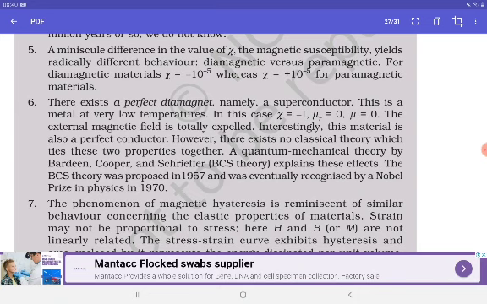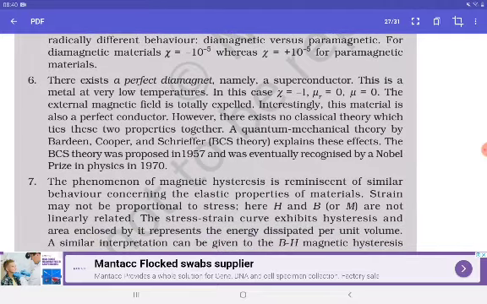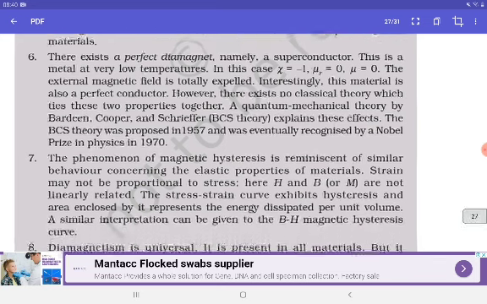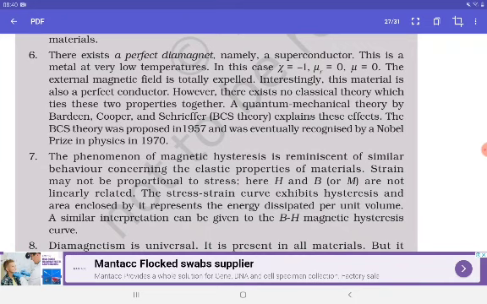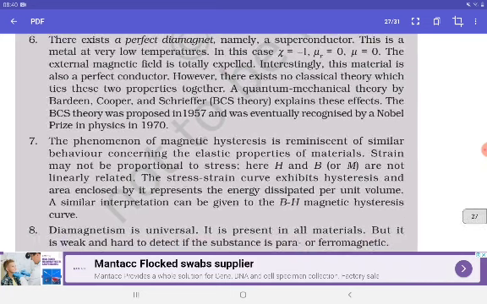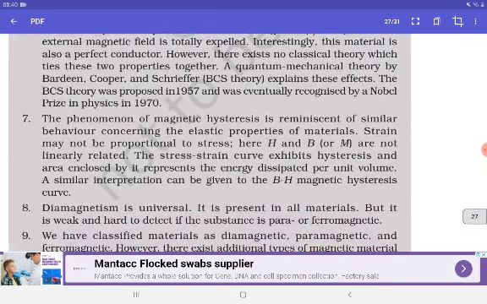Interestingly, this material is also a perfect conductor. However, there exists no classical theory which ties these two properties together. A quantum mechanical theory by Bardeen, Cooper and Schrieffer explains these effects. The BCS theory was proposed in 1957 and was eventually recognized by the Nobel Prize in Physics in 1972.